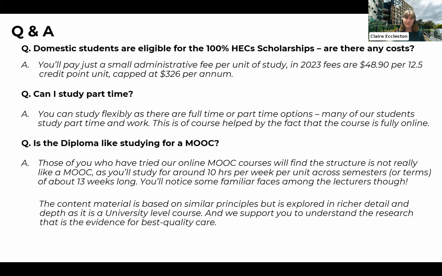Is the diploma like studying for a MOOC? Many of you probably will have done at least one of our MOOCs, perhaps the Understanding Dementia or the Preventing Dementia MOOCs. And those of you who have tried the MOOCs will find the structure of the diploma is a little different. In the diploma, you'll study for around 10 hours per week per unit across semesters or terms of about 13 weeks long. Material isn't released all at once. We support you to complete each section of content as you go, and that helps you to complete your assessments staggered across those 13 weeks. You will, of course, notice familiar faces from the MOOCs among the diploma lecturers.